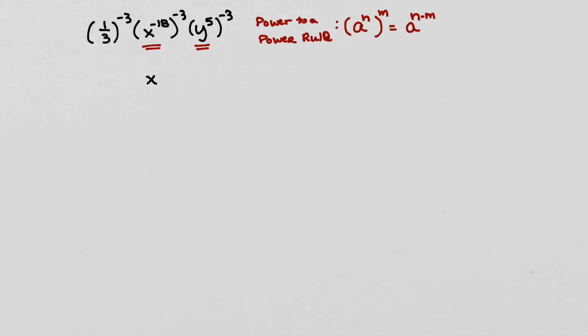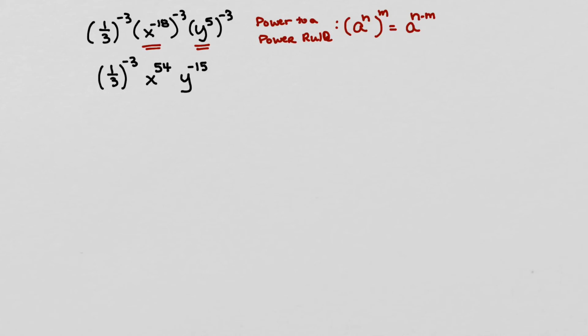I have x to the -18 to the -3. I'm going to multiply my exponents, and that's going to give me 54 as the exponent on x. And I have y to the 5 to the -3. Multiplying 5 times -3 gives me -15. And so I have y to the -15th power. And then, of course, I have this front that I didn't deal with yet, which is 1/3 to the -3 power. One more step. We're almost in the clear.